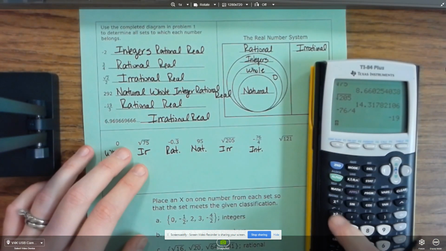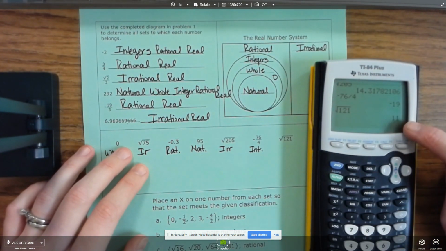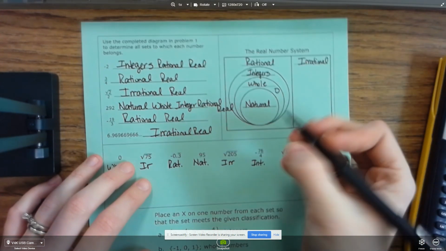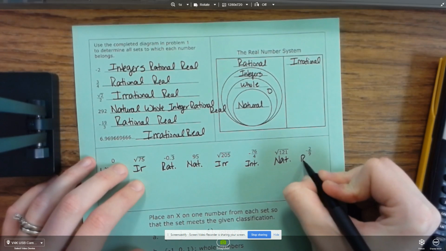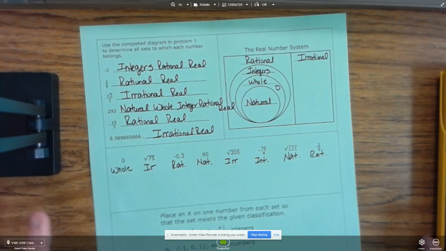And then the square root of 121, again, it simplifies down to 11. So this one is natural. And then -2/9 is rational.